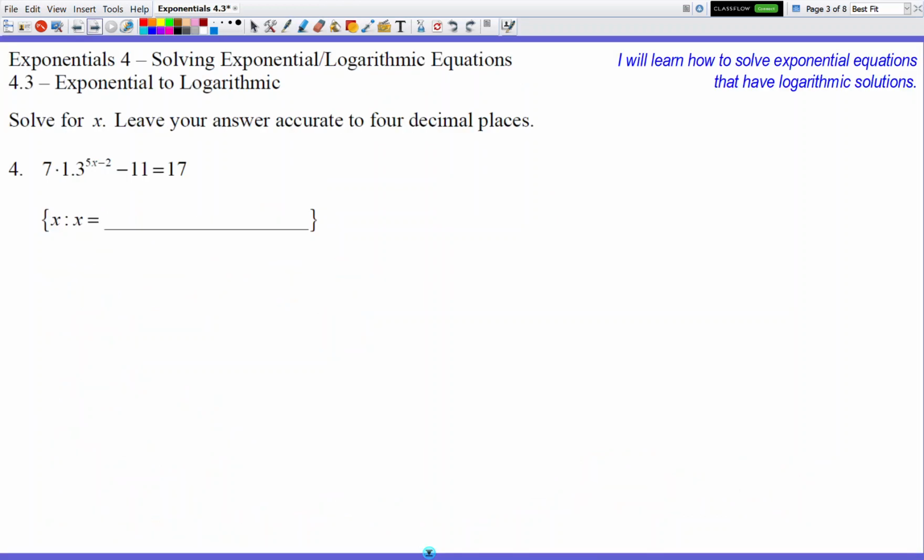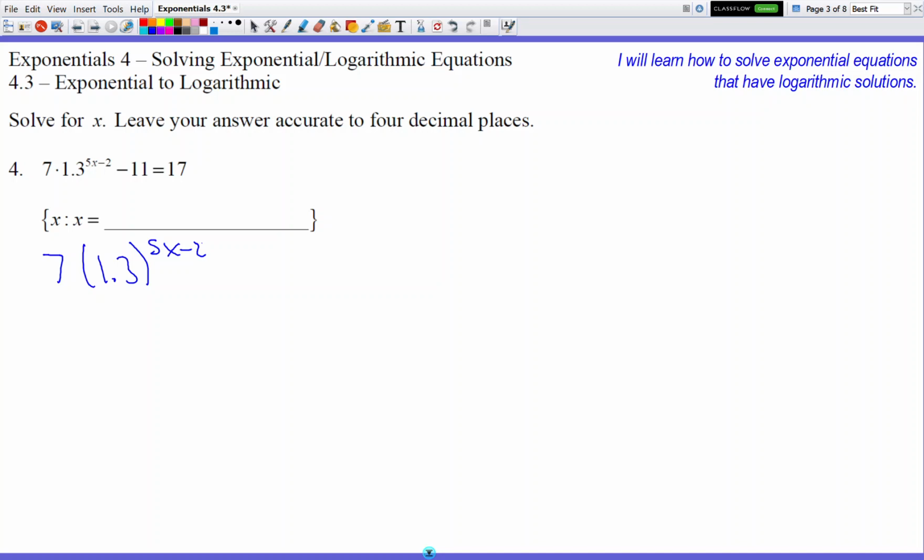Okay, so it's very similar to the previous problem. We got a multiply by 7 that's in the way. We got a subtracting 11 that's in the way. So we got to get rid of those two things first. So hopefully when you guys tell me what to do first, you say, let's get rid of the negative 11 first. But let's just write the problem first of all. So 7 times 1.3. And ooh, look at this power. This power is kind of not your typical power. It's 5x minus 2.